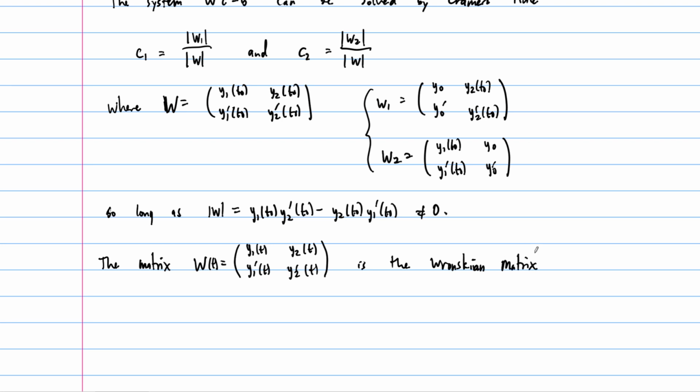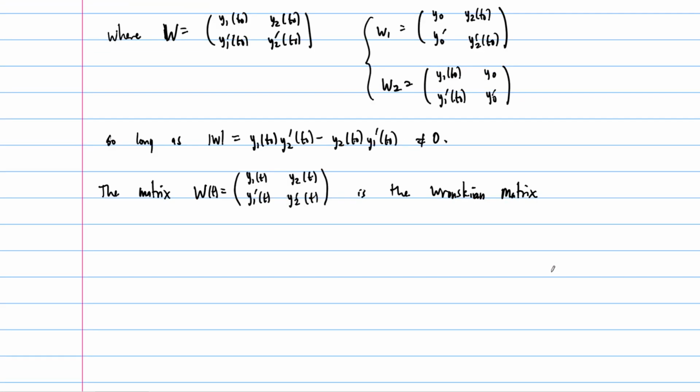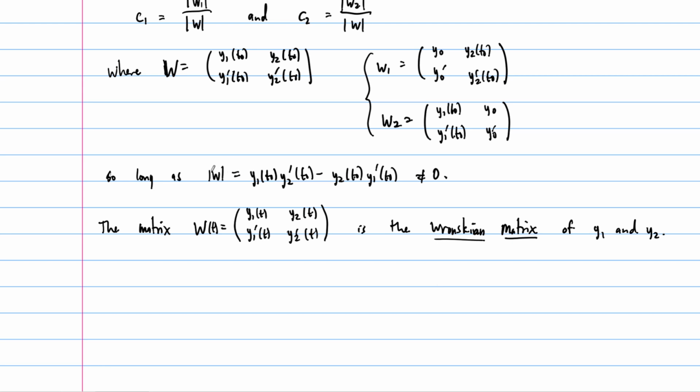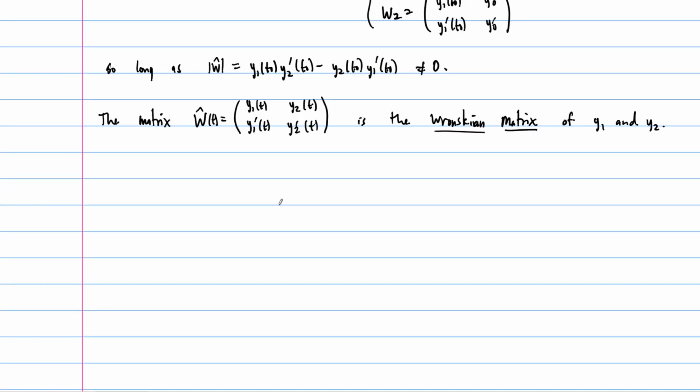All right, Wronskian matrix. And so this obviously depends on the functions, right? So it's of y1 and y2. And actually, what we probably should do for consistency here is put a little hat on this. The reason I want to put a hat on it is because the Wronskian that we're going to refer to as just the Wronskian is going to be this determinant function, all right?